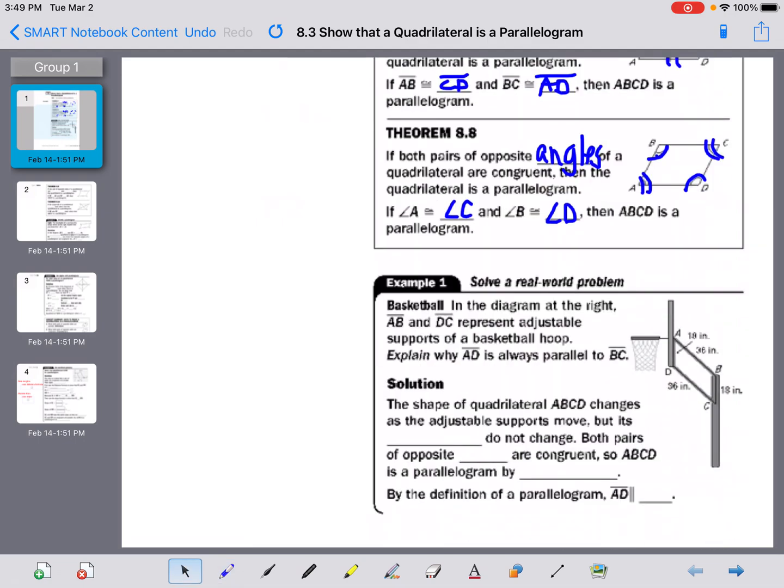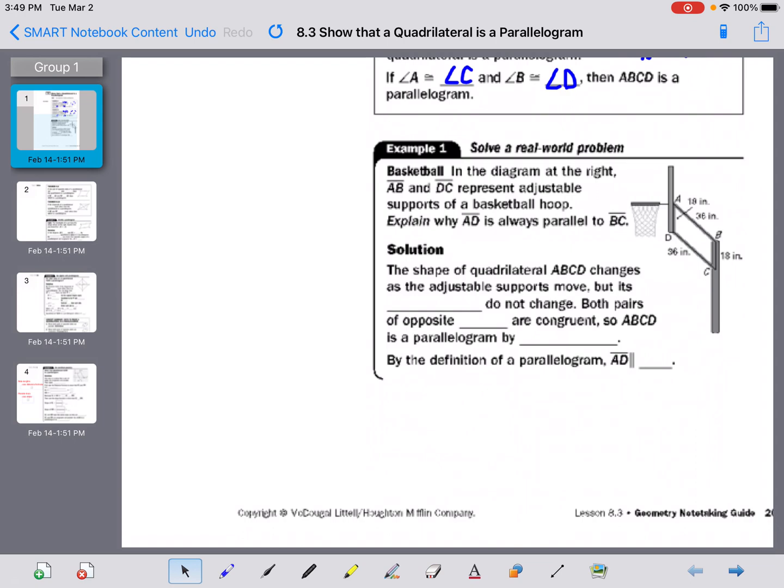All right, so let's look here at this basketball hoop. I know many of you in your driveways have one of these adjustable height hoops. It says in the diagram at the right, AB is 36 inches and DC is 36 inches. Those are both exactly the same length, okay? And those are supports on our basketball hoop. Then it says explain why AD over here, this segment here, is always parallel to BC over here.